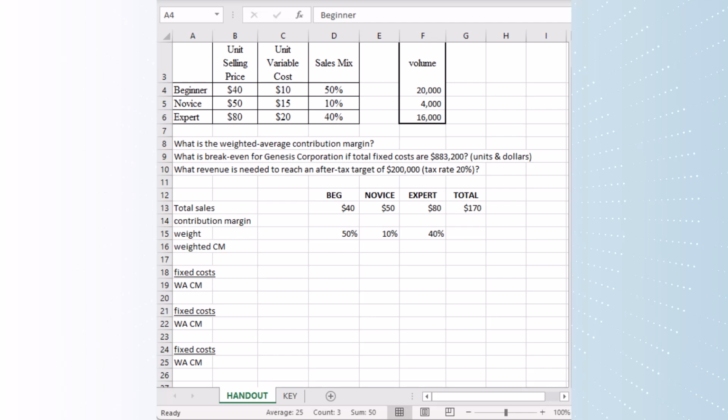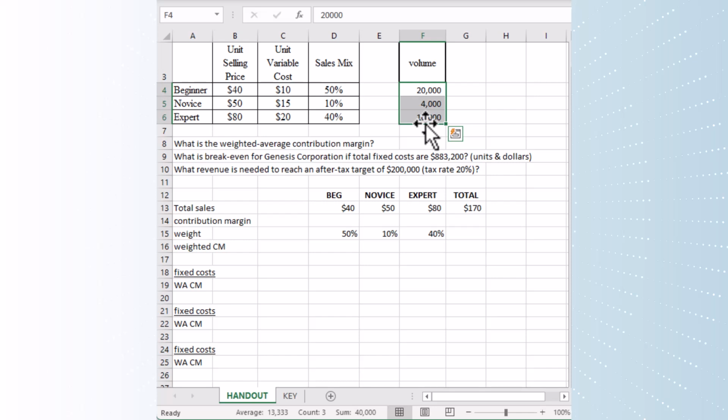Let's have a look at how to get break-even or target profit in a multi-product environment. When you have a multi-product environment, we need to know what impact that particular product has to the total. And we use that based on sales volume. Here they give you the sales mix in percents, but they could give it to you in volume like here.